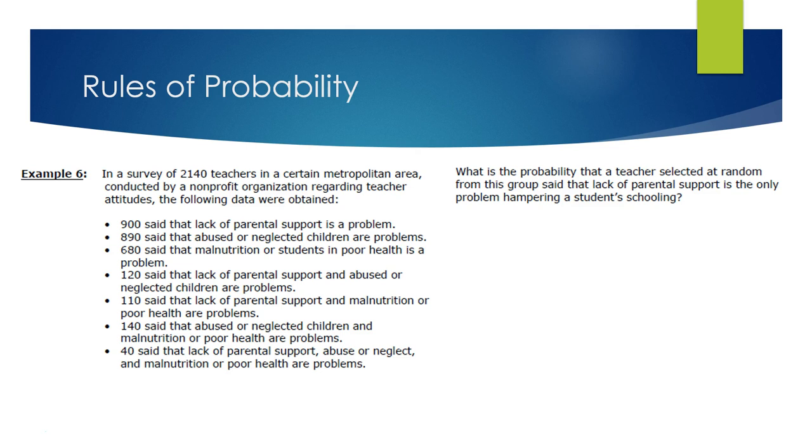What is the probability that a teacher selected at random from this group said that lack of parental support is the only problem hampering a student's schooling? So take a few moments, figure out how you would figure out the probability for this, and then we'll go over it.